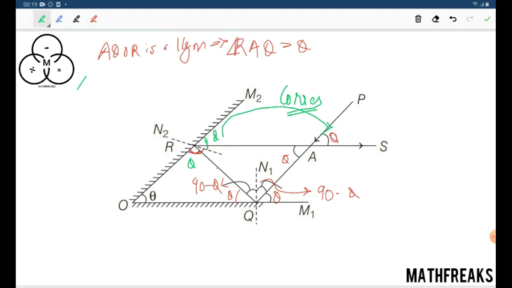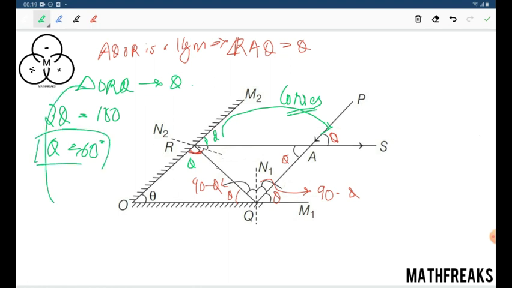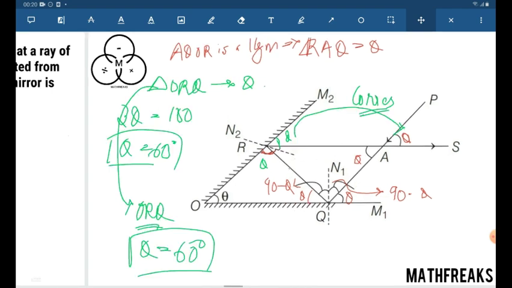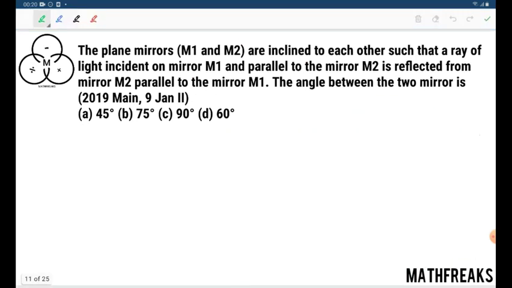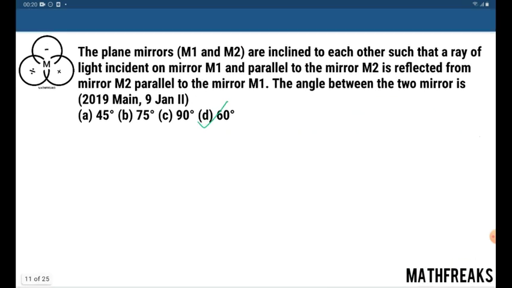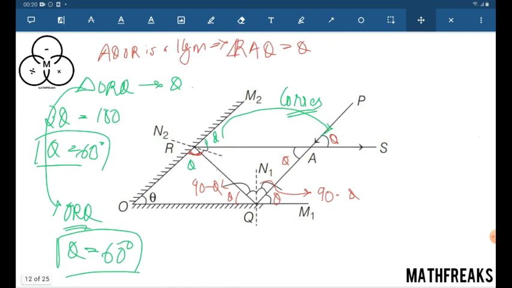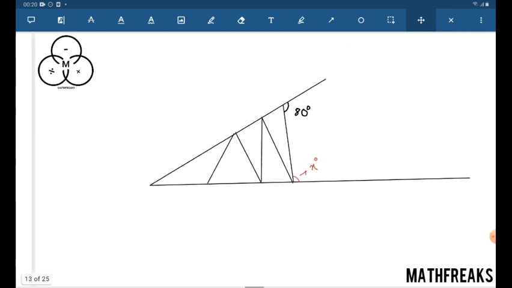So in triangle ORQ all the angles are theta, which implies this 3 theta equals to 180 degree, theta equals to 60 degree. That is, ORQ is equilateral, theta is 60 degree, which is our correct answer. A very simple angle chaser.